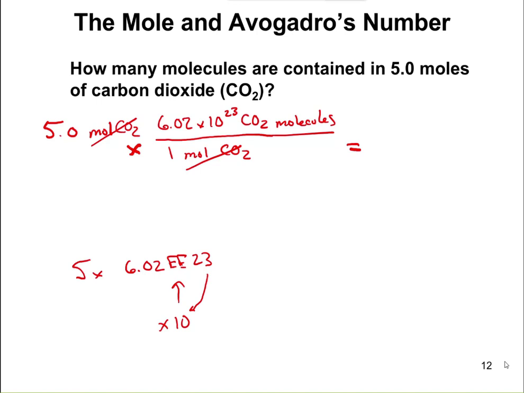Again, as we talked about in previous lectures, making sure you know how to properly enter the exponents on your calculator is going to be important here. You're going to end up with an answer that is 3.0 times 10 to the 24th CO2 molecules. Okay? So again, that would be molecules of CO2 in 5 moles.